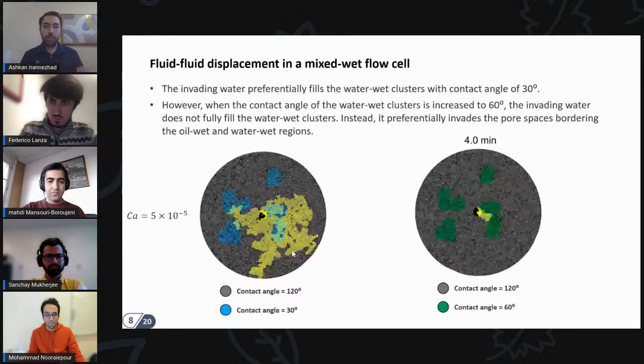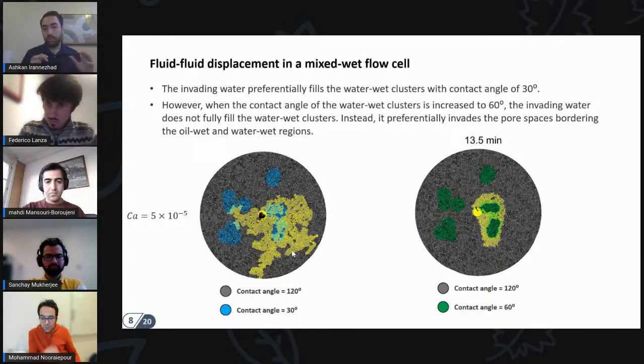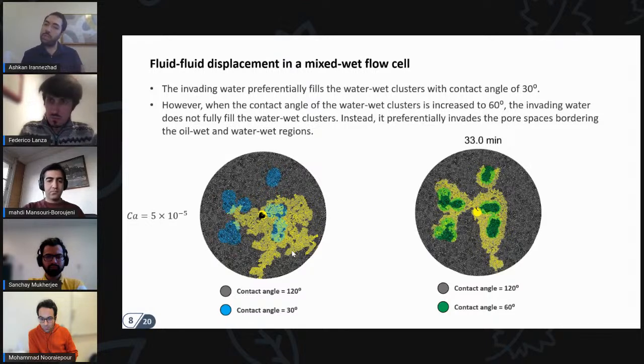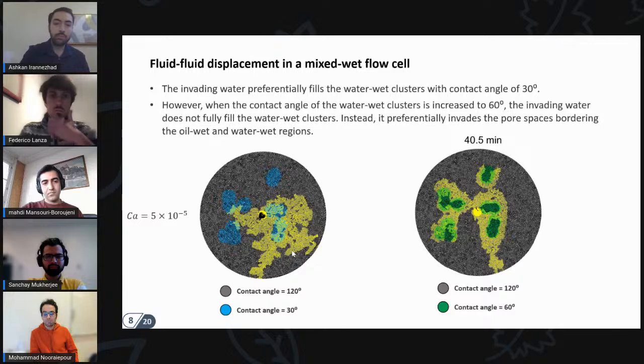However, the surprising behavior is observed when we redo the test in a very similar mixed wet cell, but the only difference here is that the water wet clusters are just weakly water wet and their contact angle is 60 degrees. In this case, we see that water preferentially invades the pore spaces that are bordering the oil wet and water wet regions. In other words, water prefers to enter the mixed wet pore throats.